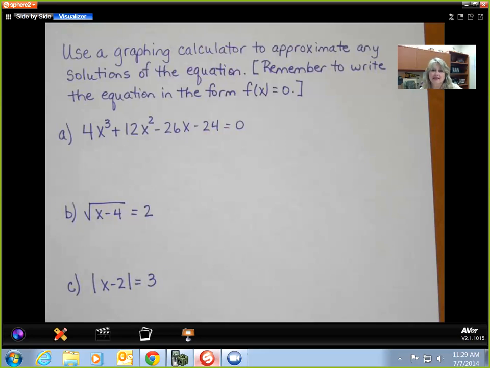Hey, in this lesson we're going to be solving equations graphically. So get out those graphing calculators and let's do 3 examples. Our directions say for us to use a graphing calculator to approximate any solutions of the equation.